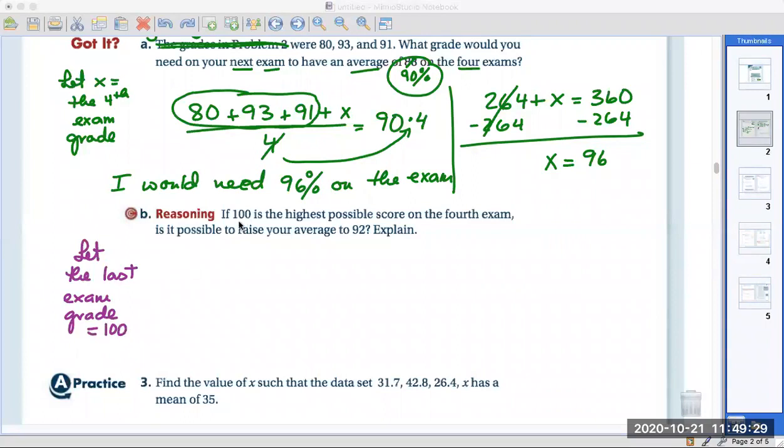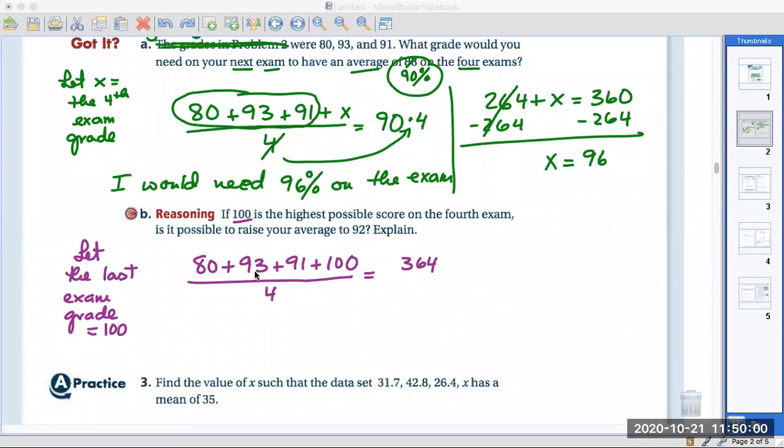So suppose that's what you're getting, right? We still have the other 3, 80 plus 93 plus 91, but now the 4th one will be 100. And we're dividing by 4, we got 4 grades. And we want to see if that is going to bring the average above 92. So I have to actually add the top, which is 364.